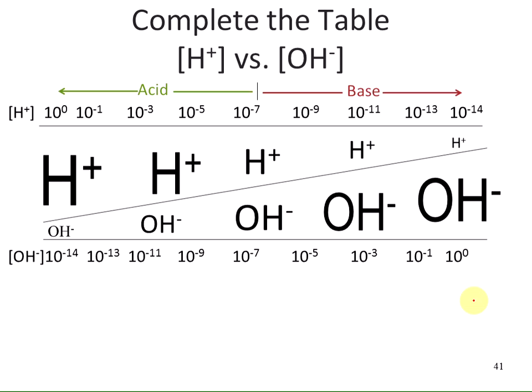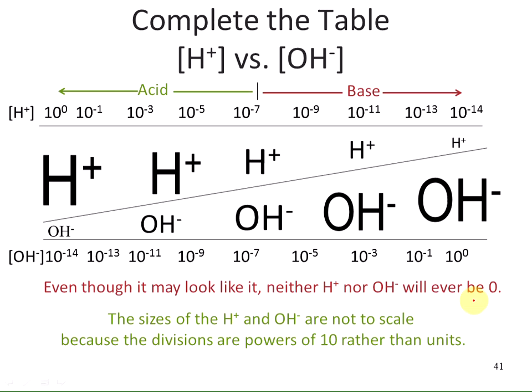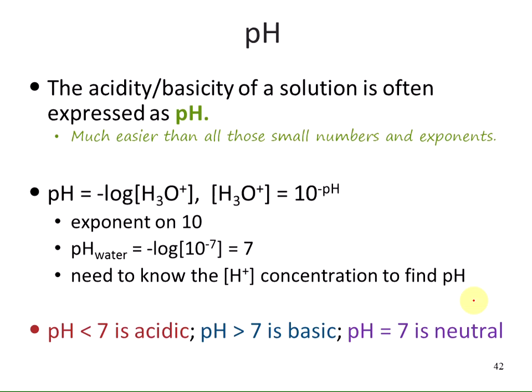Now, even though it may look like it, neither the hydronium nor the hydroxide concentration will ever be zero. The sizes of the H plus and OH minus are not to scale. This is because the divisions are powers of 10 rather than units. Rather than just increasing 1 or 2 or 3, this is increasing in size of 10 to the 1, 10 to the second power. So there's a logarithmic relationship between these. And because it's easier to think about these in terms of logs, this is why we use the pH to report the acidity of a solution.